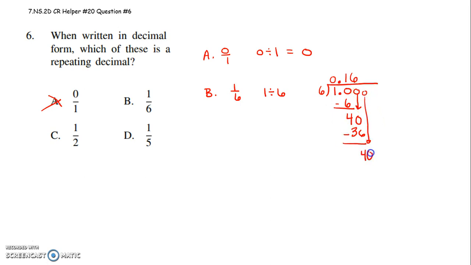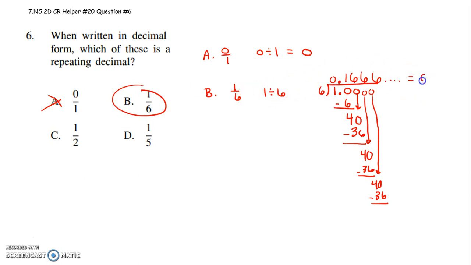Drag down a 0, and guess what's going to keep happening? 6 goes into 40 6 times. 6 times 6 is 36. Subtract off, 40 minus 36, 4. Drag down a 0. 6 goes into 40 6 times. 6 times 6 is 36. I could do this all day. That's absolutely a repeating decimal.